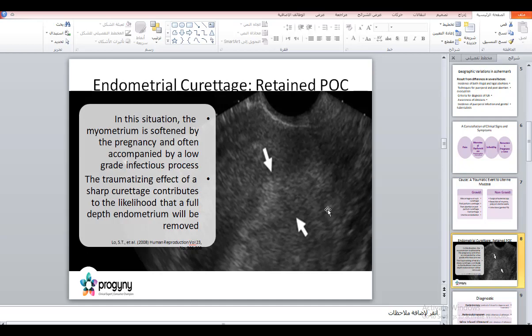Endometrial curettage for retained products of gestation or conception. In this situation, the myometrium is softened by the pregnancy and often accompanied by a low-grade infectious process, and the traumatizing effect of the sharp curette contributes to the likelihood that a full depth of endometrium will be removed.